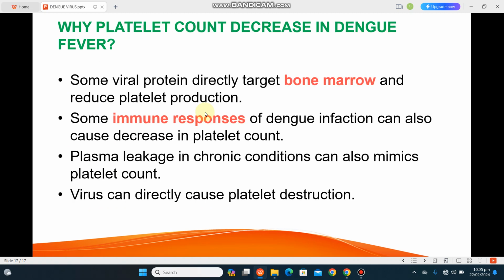Why does the platelet count decrease in dengue fever? The most important question. Some viral proteins directly target the bone marrow and reduce platelet production. As you know, bone marrow is the factory in which different blood cells are manufactured. So whenever viral proteins directly target the bone marrow, it reduces platelet production, and some immune responses of dengue infection can also decrease the platelet count. And in chronic conditions, plasma leakage can also cause a low platelet count, and some viruses can directly cause platelet destruction.